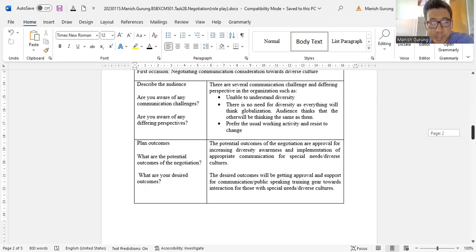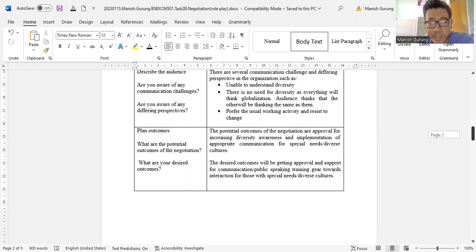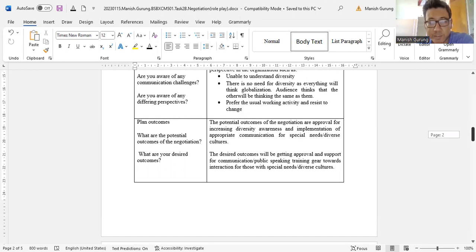Describe the audience. Are you aware of any communication challenges or any differing perspectives? There are several communication challenges and differing perspectives in the organization, such as being unable to understand diversity. There is no need for diversity as everything will think globalization. The audience thinks that others will be thinking the same as them. They prefer the usual working activity and resist change.